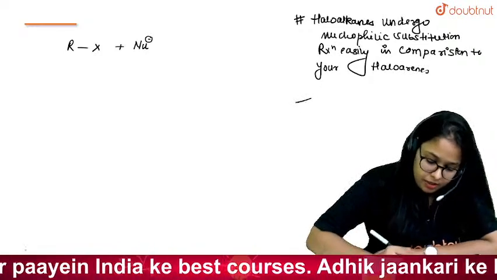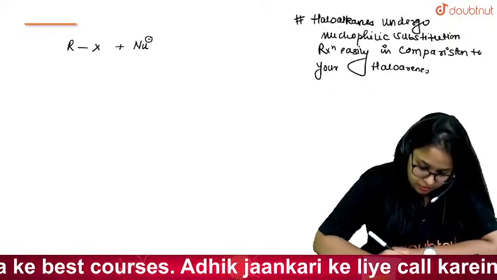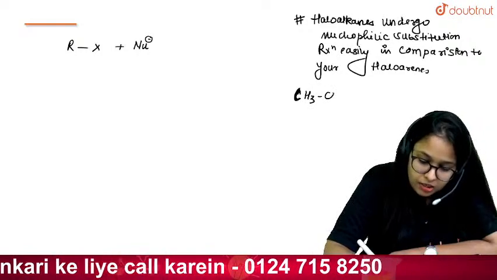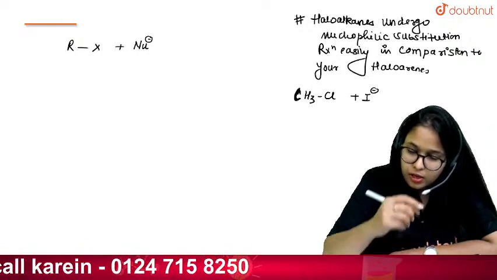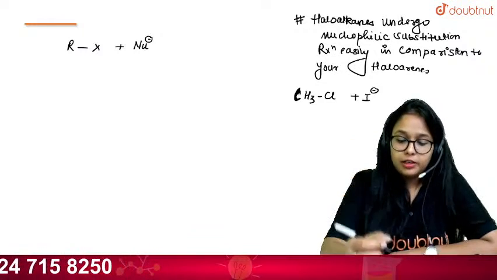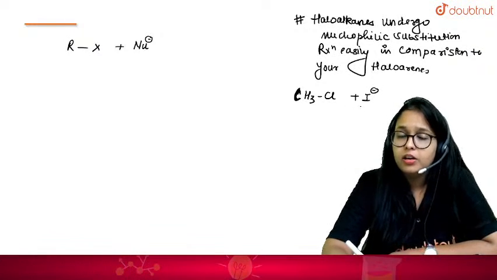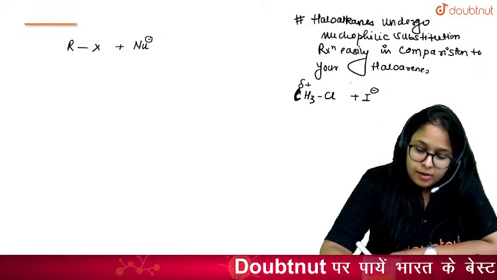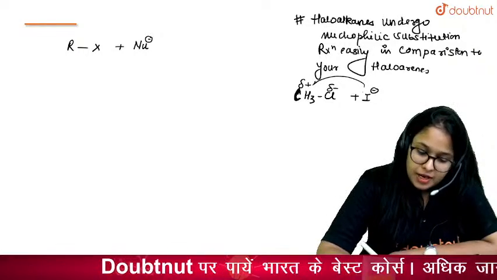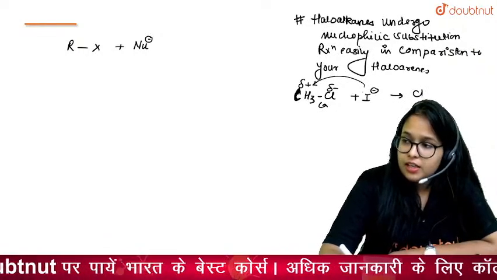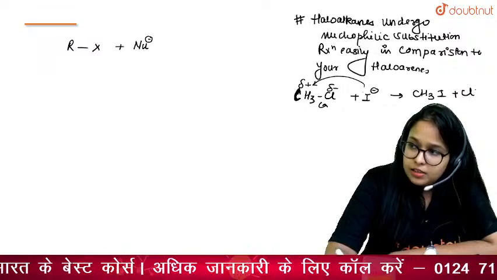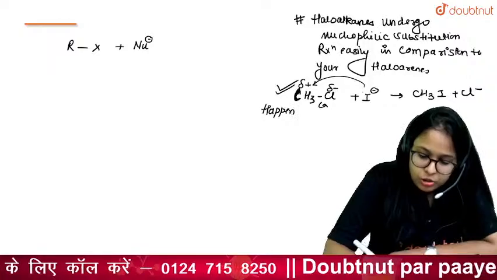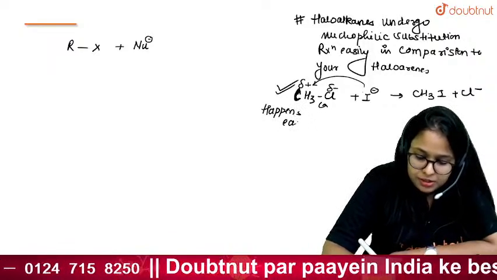That is, if I have CH3Cl and I wish to convert it into iodoalkane, iodomethane, what I'll do is take NaI as your reagent. NaI is a source of I minus. I minus will attack your carbon delta positive and remove Cl minus, and we finally get CH3I and Cl minus is removed. This reaction happens easily. This substitution reaction with haloalkane happens easily.